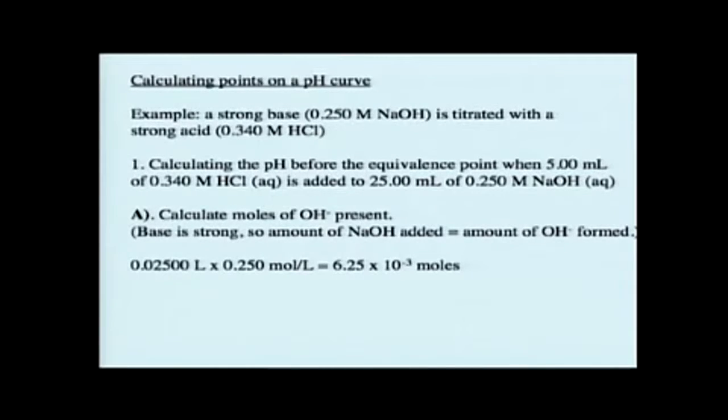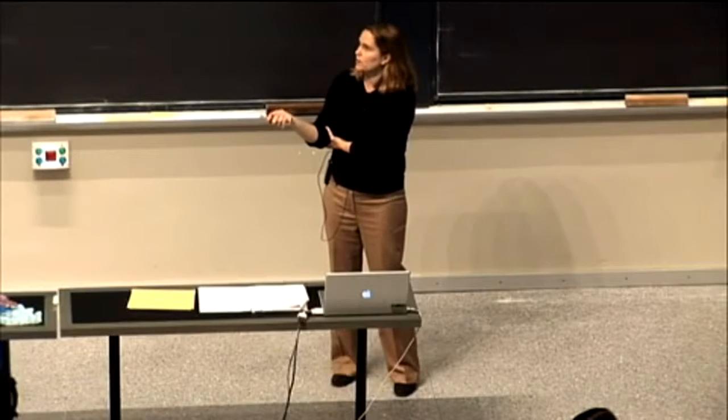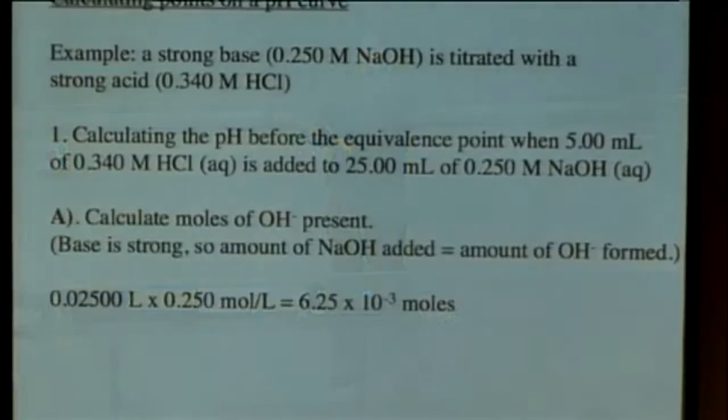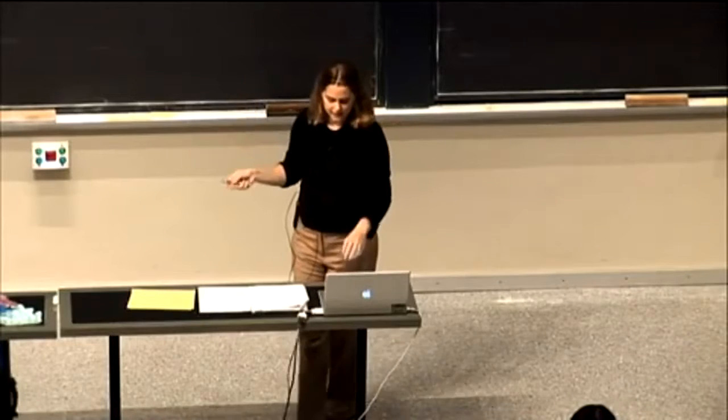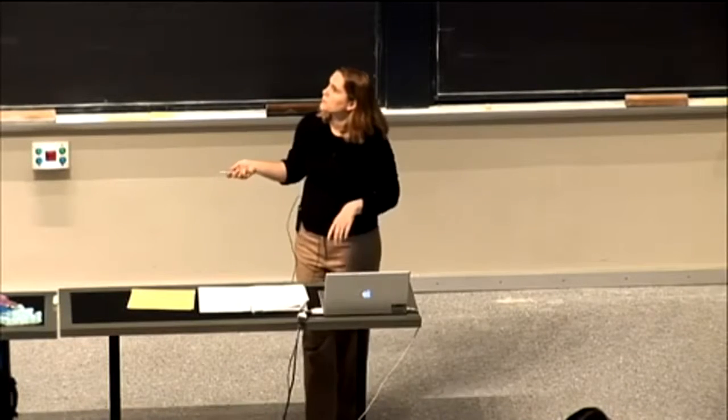So what we want to do is figure out how many moles of base we had to start with. So how many moles of OH minus? Again, NaOH is a strong base, so however much NaOH you add is the amount of OH minus you get. And so we just put in the number of liters times the concentration to get moles. We don't need any equilibrium table here.